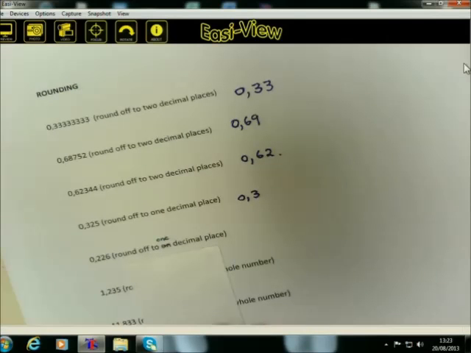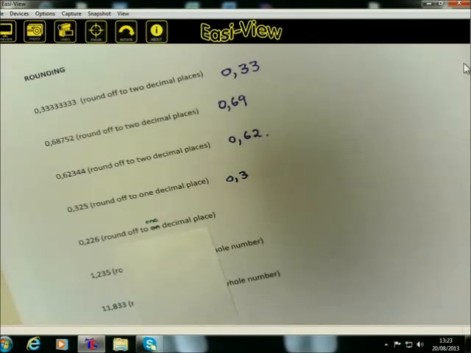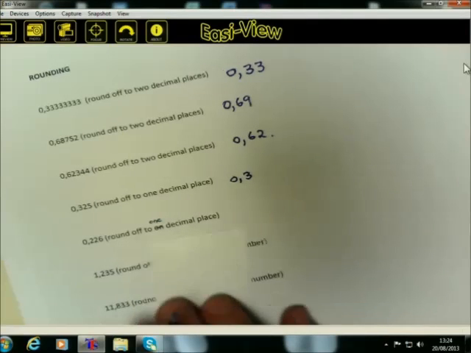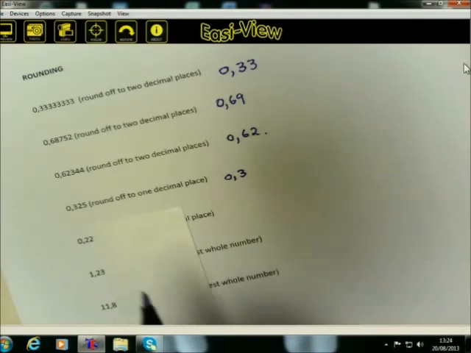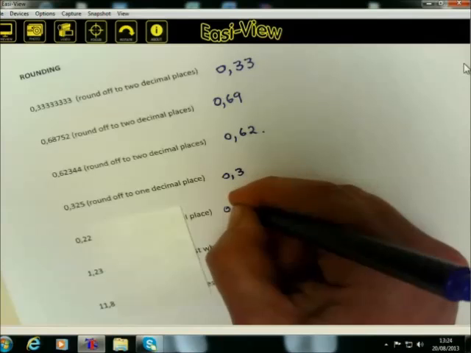Again, here's one for you to practice. 0.226. See quickly if you can do it. Round it off for me to 1 decimal place. There you are, grade 12. I'm sure you could do it. What was your answer? Did you say, if I want 1 decimal place, I must go and look at the second decimal place? And then you saw that on the second decimal place, there was a 2. So I cannot let that 2 make this one the next number. So my answer will simply be 0,2.